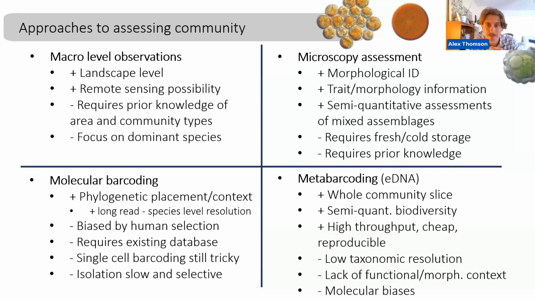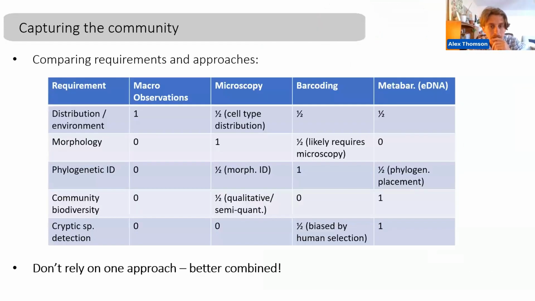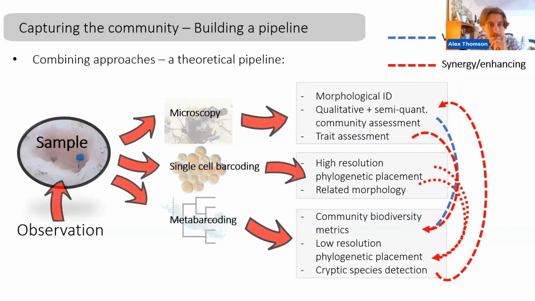What it also gives you is a semi-quantitative assessment of biodiversity. So you've got things like species richness, species evenness, which can be really useful, in particular in combination with microscopy. And this gives you the pluses and minuses of each of them in relation to those target pieces of information that we want for the community analysis. But the takeaway from this is essentially that you're better off not relying on one approach. You're better off trying to combine a couple to get the most out of the analysis.